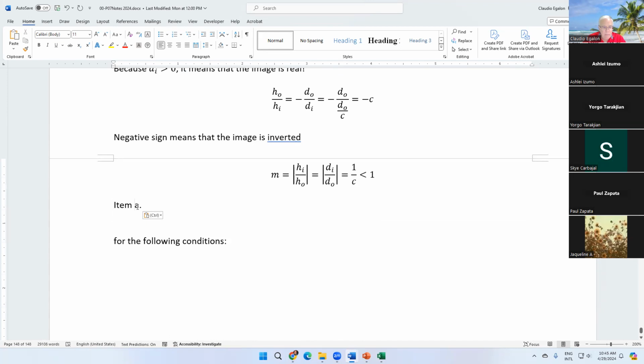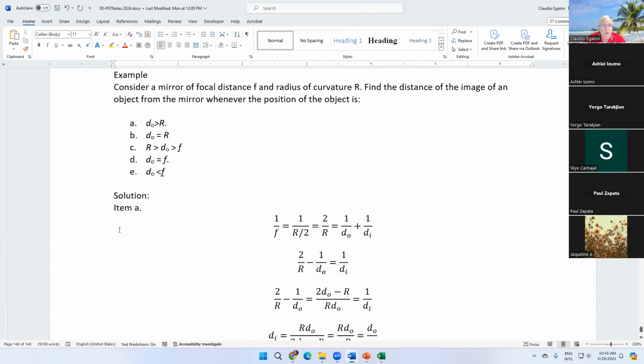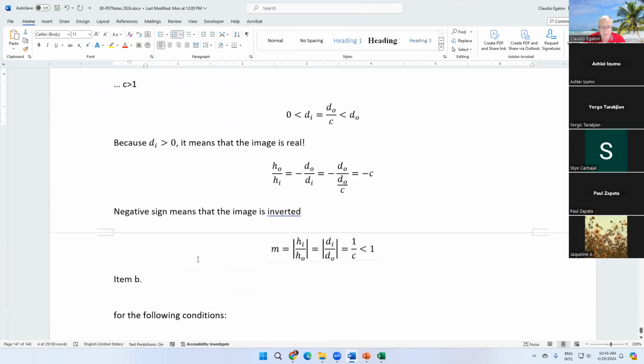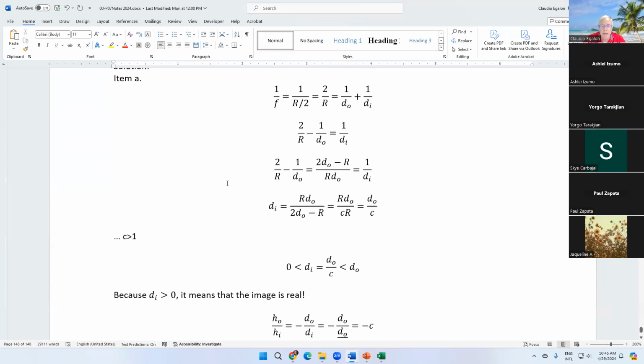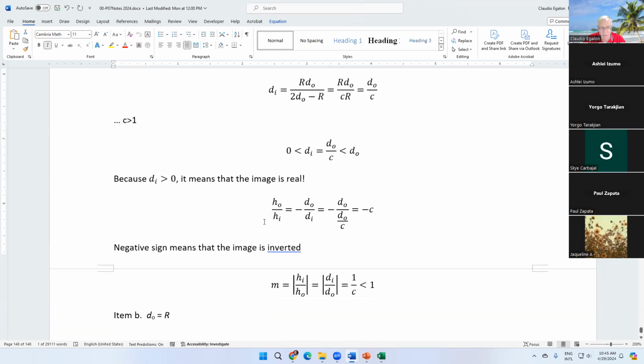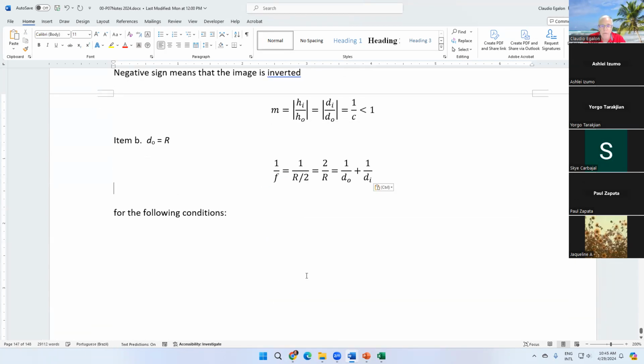What about the next region? Not the next region, but the next point, right? Okay, the next point is what? D naught equal to R. All you have to do is substitute that in the equation. We got D naught equal to R. We're going to substitute that in the equation, and you're going to get exactly what you saw in the simulation. Okay, here you go. D naught is going to be R.